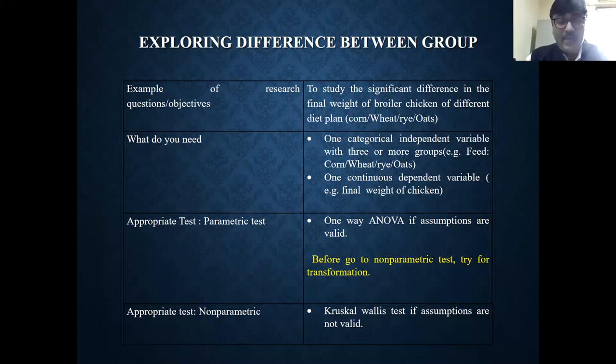But the assumptions must be valid. The assumptions are that errors are normally distributed and errors have constant variance. If these assumptions are valid, fine, but generally, in the veterinary sciences, we don't take a large sample because we conduct small sample studies in a lab.